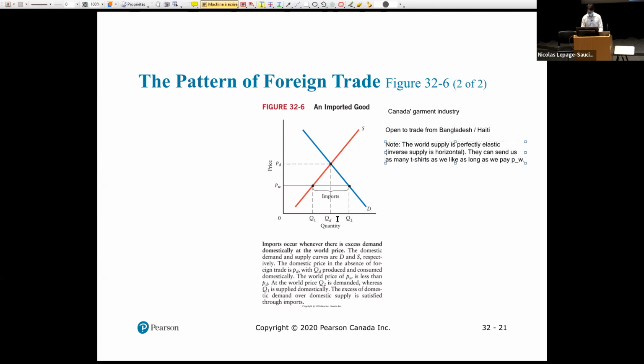Otherwise, you would have something like a world supply that would be vertical, or a bit upward sloping. But why do we say that? Somebody has an idea? We sort of have an idea, but concretely, why is the international supply perfectly horizontal, perfectly flat, perfectly elastic?